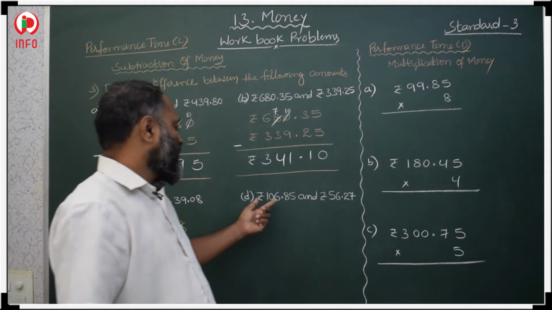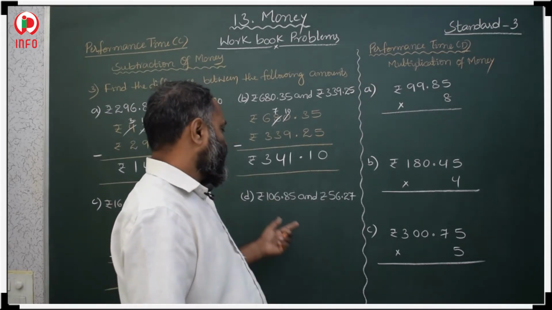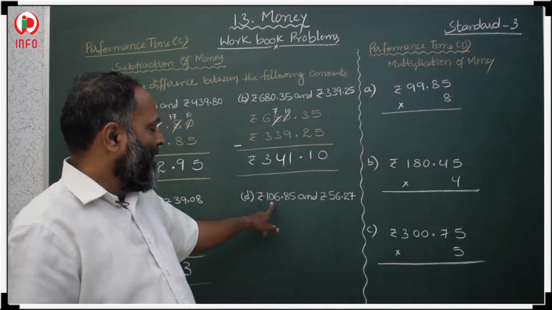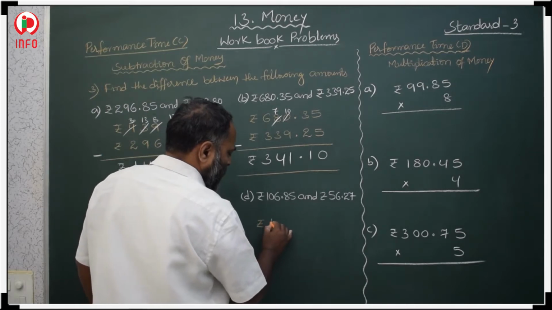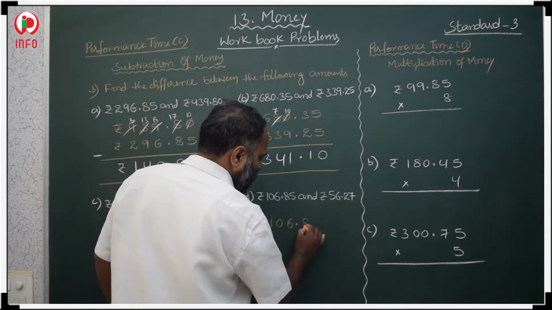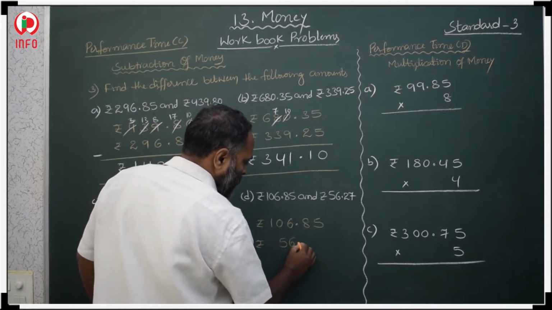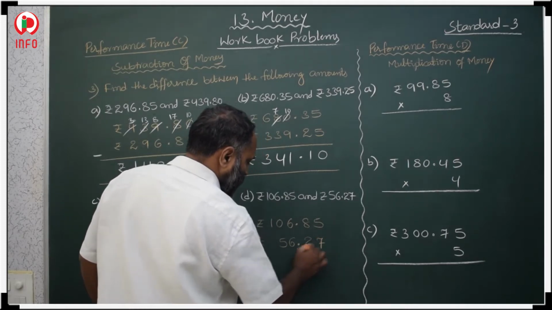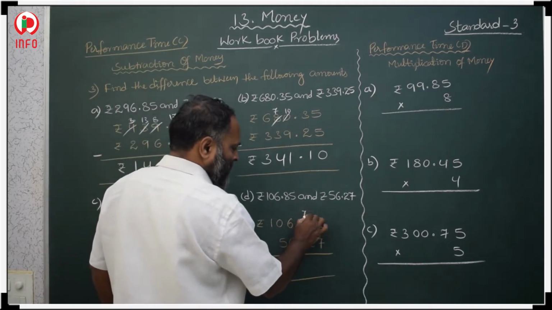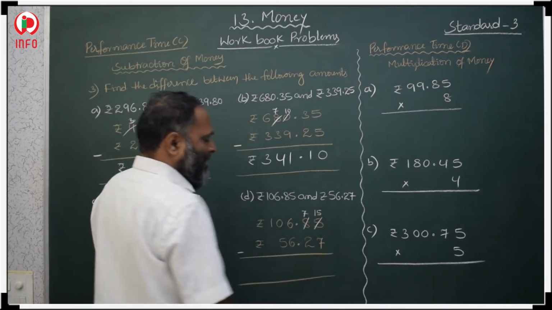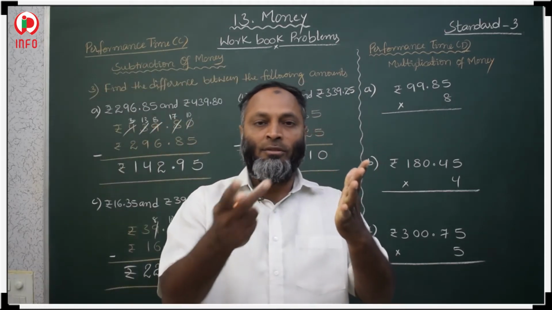Okay. The next one, 106 rupees 85 paisa and 56 rupees 27 paisa. So this is the highest one, means greater amount. So first you take the greater amount, that is 106 rupees 85 paisa, and the second amount is 56 rupees 27 paisa. Okay. Now subtract. Borrow from here. You get 7 here and 15. 15 minus 7 means from 8 to 15 we have to count: 8, 9, 10, 11, 12, 13, 14, 15.